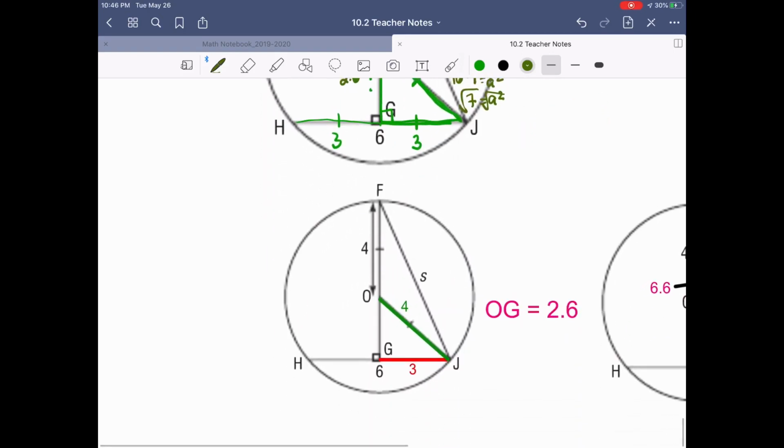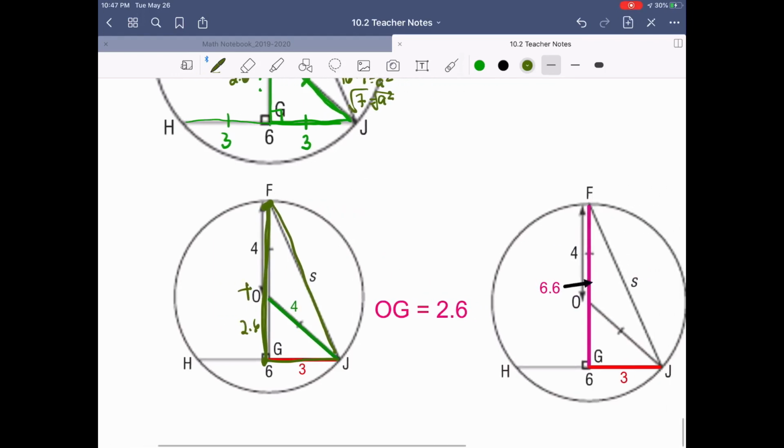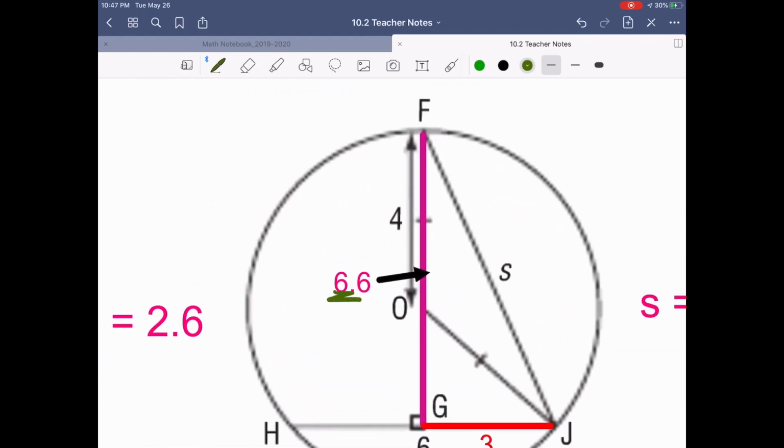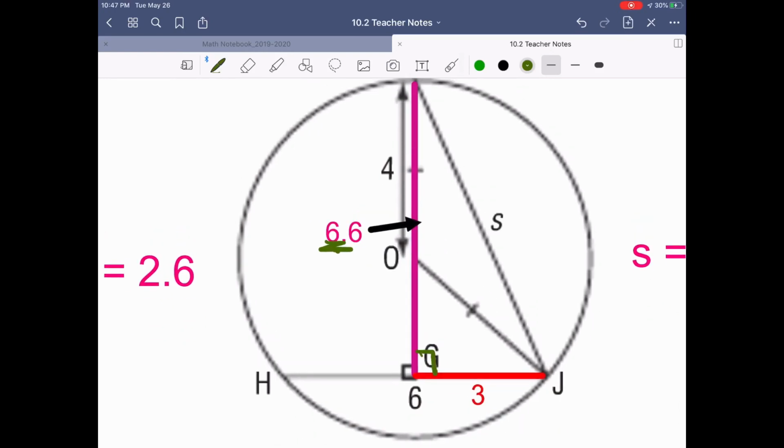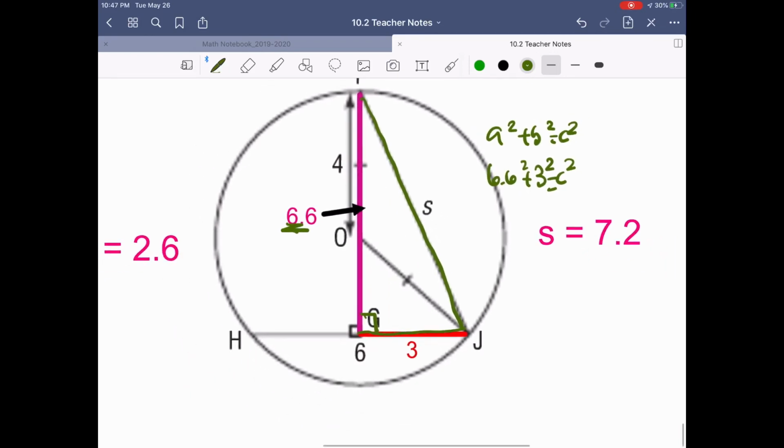We can use that to find the big right angle triangle. If we know that this is 2.6, then the whole side is 4 plus 2.6, which would be 6.6 right here. And we know that this is still 90 degrees. So we have 6.6, we have 3. We can find our hypotenuse by doing a squared plus b squared equals c squared. So 6.6 squared plus 3 squared is equal to c squared. If you solve this, you would get that the c, or the hypotenuse, is 7.2.